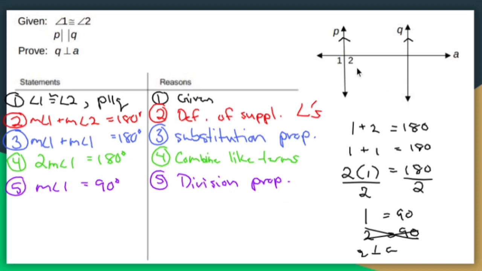Now that I know that the measure of angle 1 is a right angle, I have enough information to prove that Q is perpendicular to A. And that's by the definition of perpendicular angles.